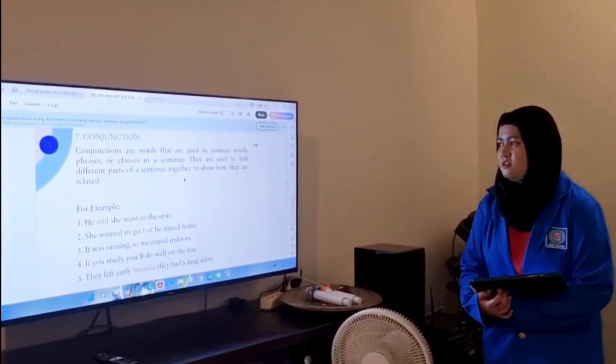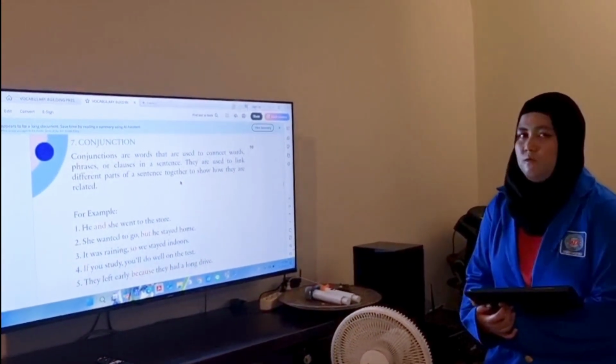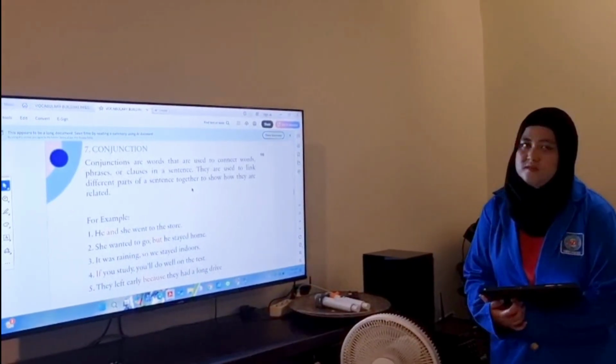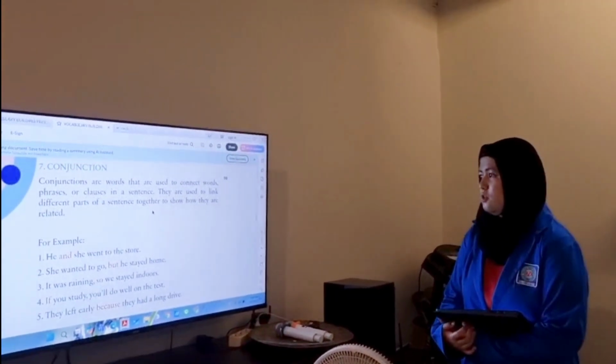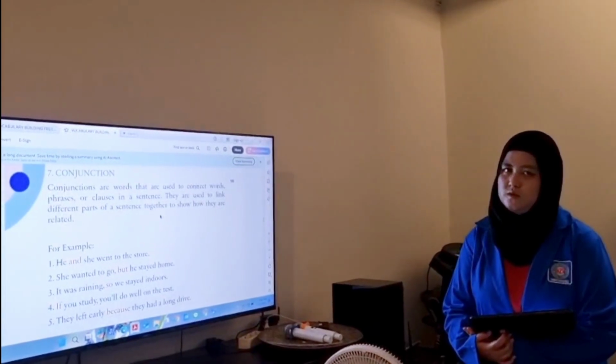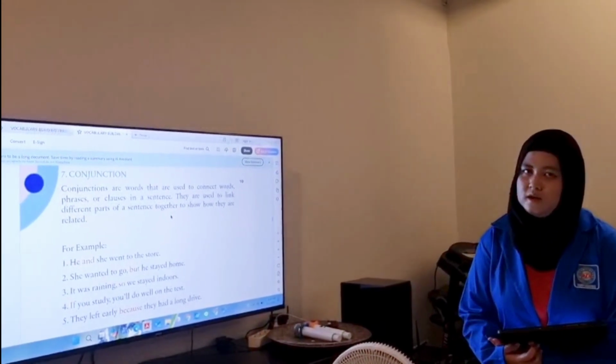And the next one is conjunction. Conjunctions are words that are used to connect words, phrases, or clauses in a sentence. They are used to link different parts of a sentence together to show how they are related.